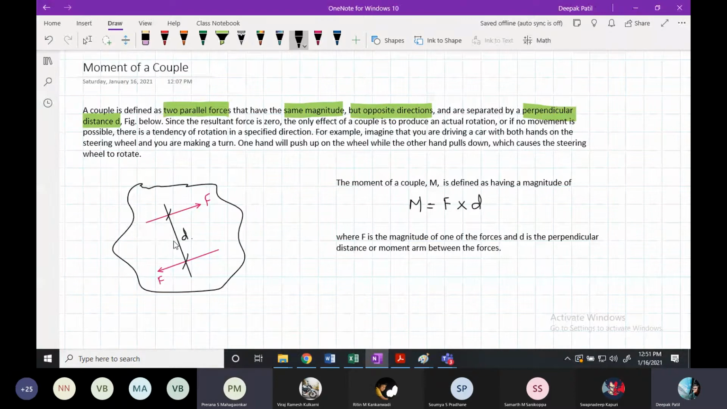Sir, is it the same as torque? Yes, it is almost the same as a torque. But in the case of torque, the torque can be regarded as a rotational factor itself, but a couple and torque can be regarded as the same only.